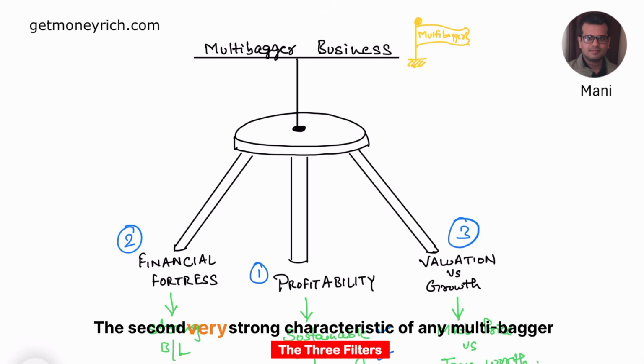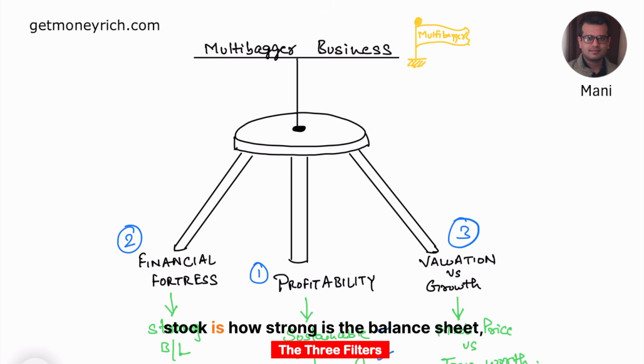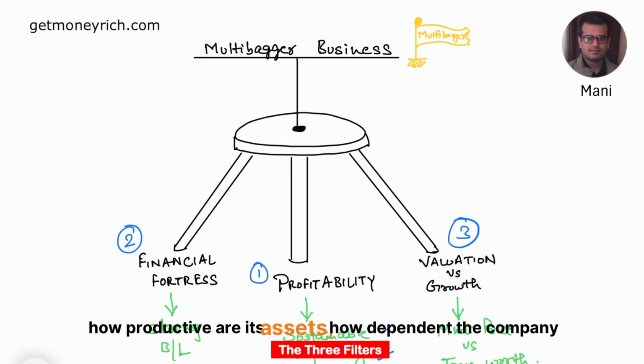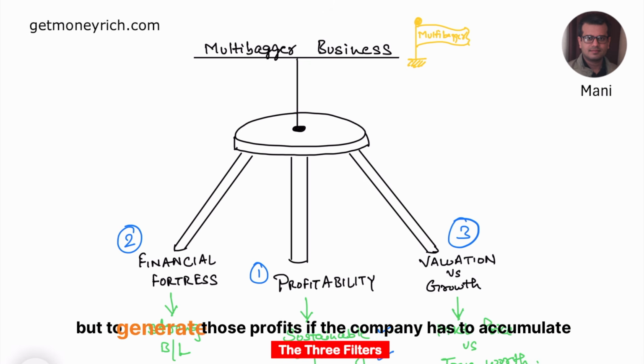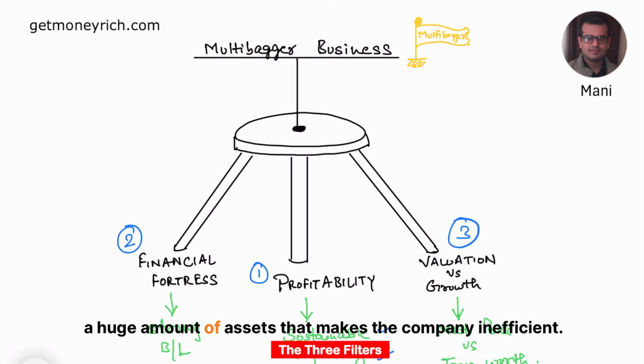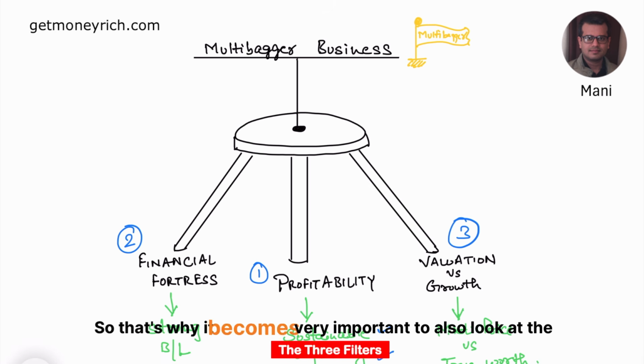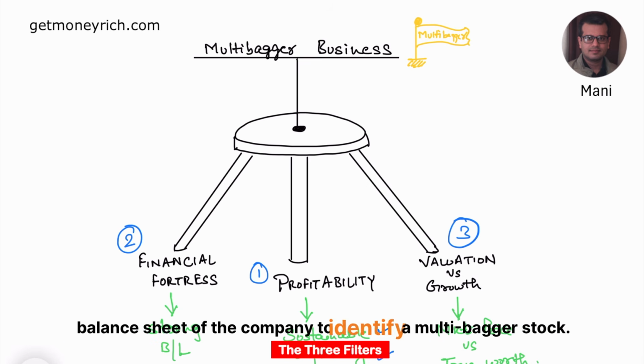The second very strong characteristic of any multi-bagger stock is how strong is the balance sheet, how productive are its assets, how dependent the company is on its debt. Is the company too risky? No matter if the company is generating profits, if to generate those profits the company has to accumulate a huge amount of assets, that makes the company inefficient. So that's why it becomes very important to also look at the balance sheet of the company to identify a multi-bagger stock.